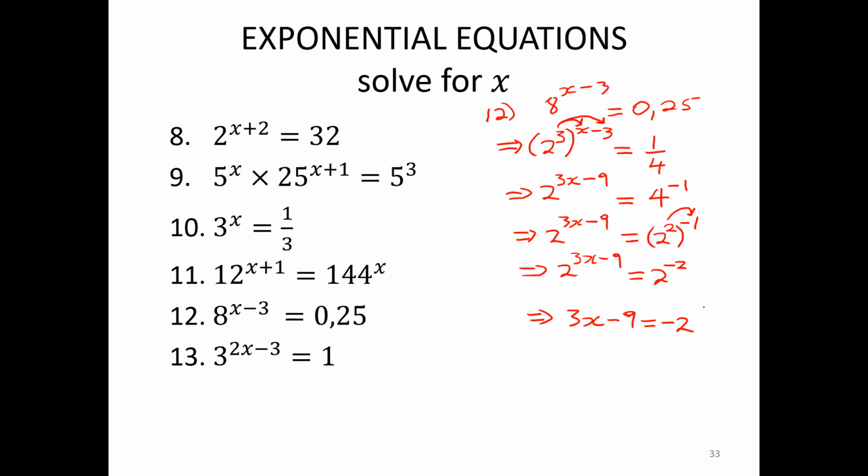Transpose 9 to the right-hand side. Please note that its sign will change from being negative to being positive. Your answer will end up being 3x is equal to negative 2 plus 9. What is negative 2 plus 9? That is equal to 7. Therefore, you end up having x is equal to 7 over 3. All you did was simply divide both sides by 3.